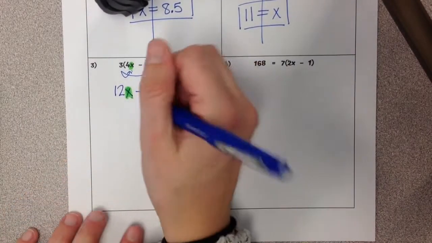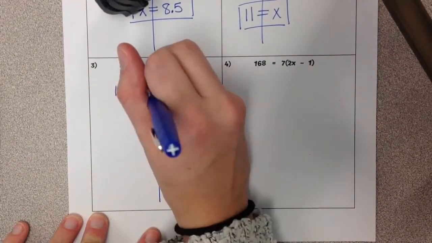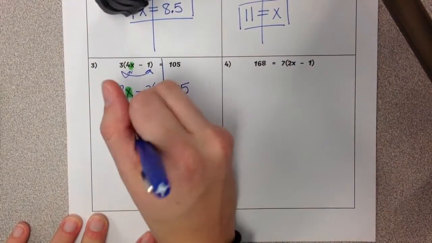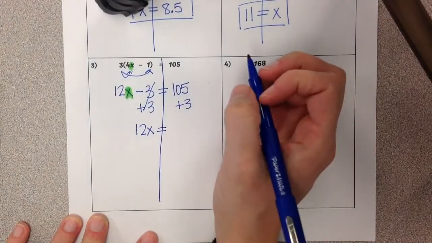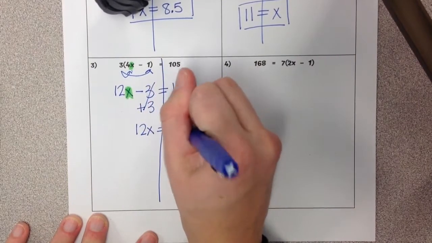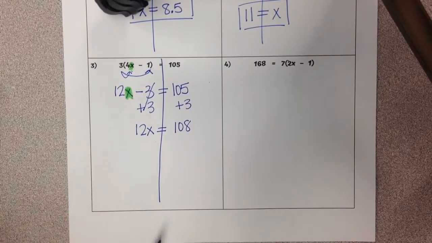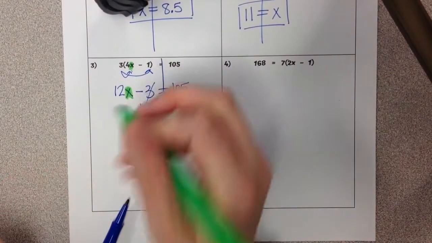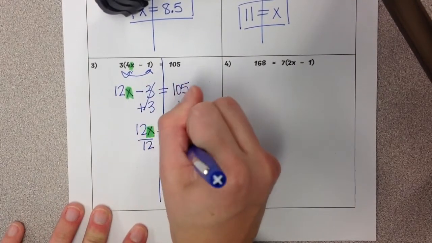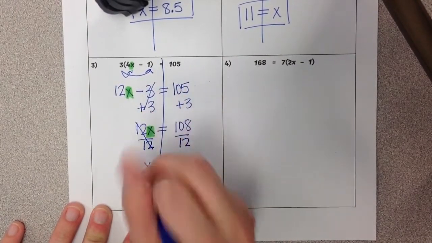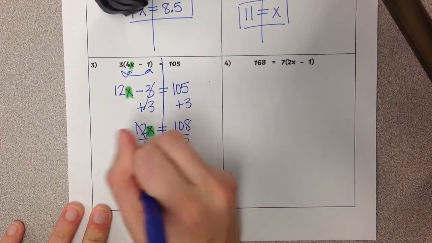Looking at the side with the variable, we get rid of the constant first. We're subtracting 3, so the opposite would be to add 3 to both sides. These cancel each other out. We get 12x equals 105 plus 3 is 108. Then, looking at the side with the variable, x is being multiplied by 12, so the opposite is to divide each side by 12. We get x equals 108 divided by 12 is 9.